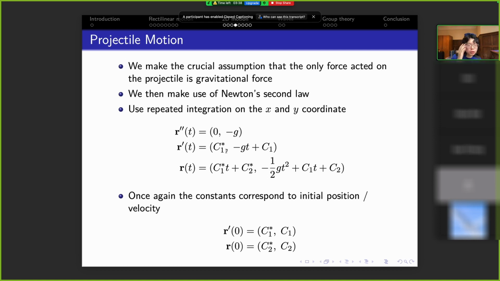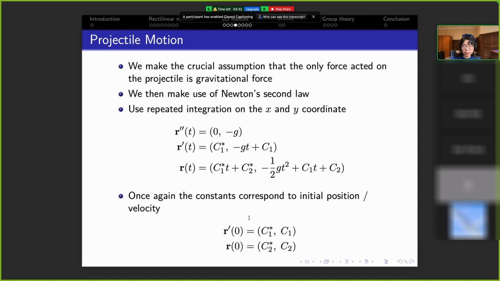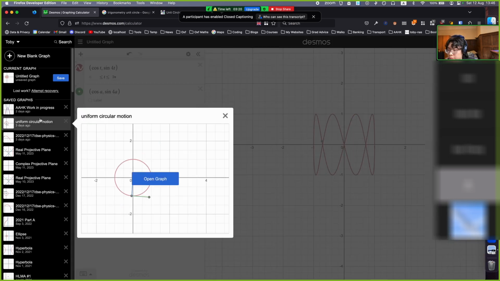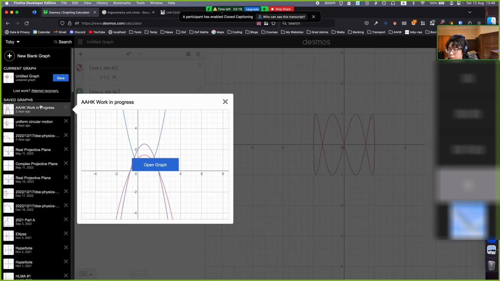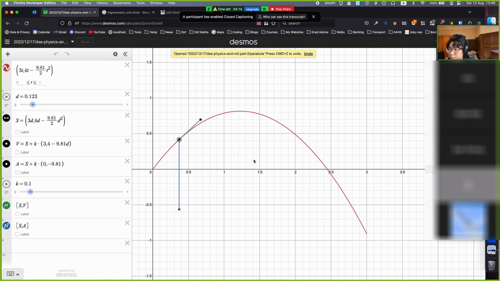So again, these constants, what do they correspond to? They correspond to initial position and velocity. And we can actually see this here. When t is 0, the initial velocity is going to be some c1, and when time is 0, the initial displacement is going to be c2. So we can see this in a better way. Let's just use the example that we had back here.